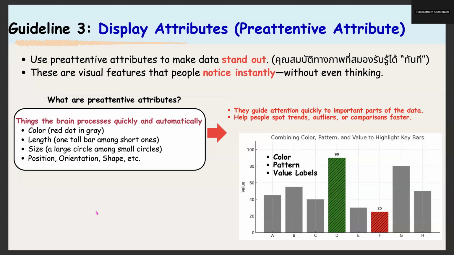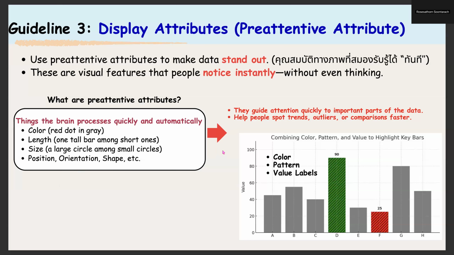And you need to use pre-attentive attributes to make your data stand out. These are visual features that make people notice instantly. So what are pre-attentive attributes? This means the things that the brain processes and can quickly respond to, which include color, such as a red dot in gray, a tall bar among the short ones, and the size, a large circle among the small circles, and the position, orientation, or shape.